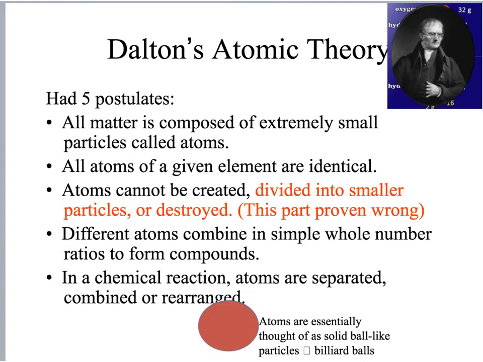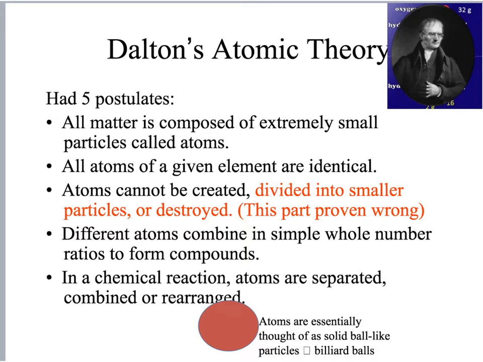All right, Dalton's atomic theory is what we're going to start off with here. Good old John Dalton, around the early 1800s. Dalton actually had 5 postulates. He basically said that all matter is composed of extremely small particles, and we call those atoms. All atoms of a given element are identical, so everything has identical pieces. Atoms cannot be created. That means they cannot be divided into smaller particles, and they cannot be destroyed.